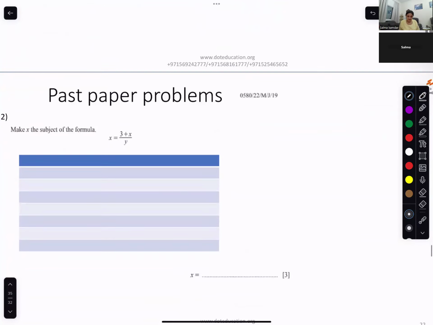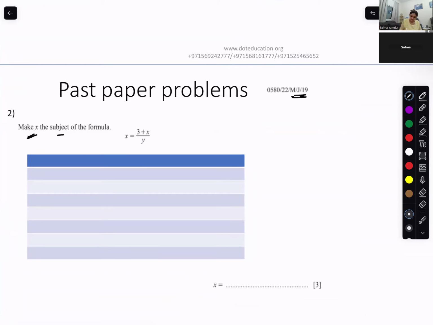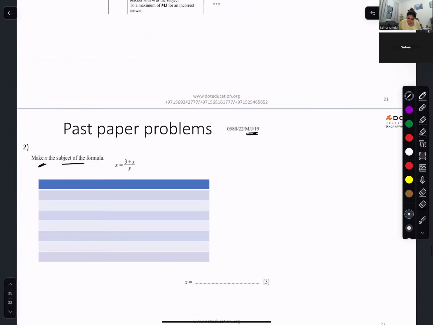Let's take another question. It's again a past paper question that came in May/June 19. Make x the subject of the formula. That means I need to get my x on one side. I see no option, but first I have to get rid of this y. So my equation is x equals 3 plus x over y.